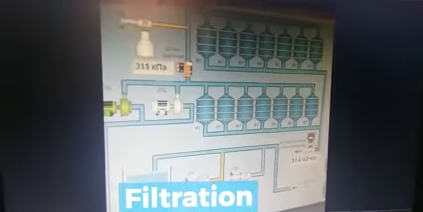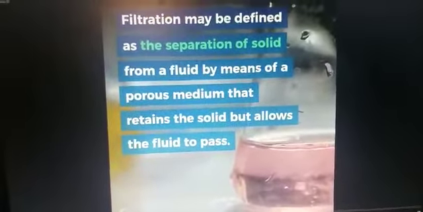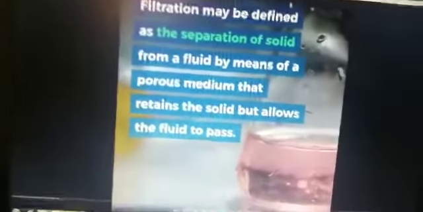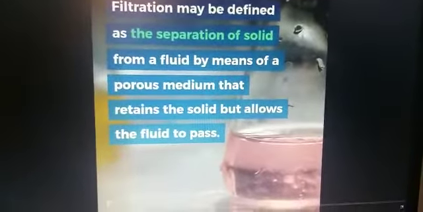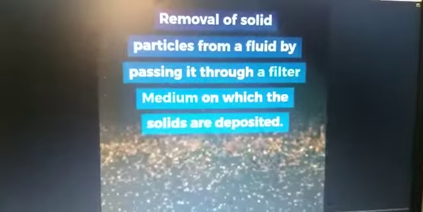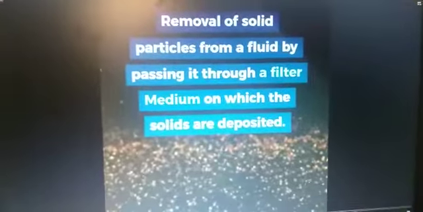So filtration is a very important operation in chemical industry. Filtration may be defined as the separation of solids from the fluid by means of a porous medium or porous material that retains solids on the porous media and only allows the fluid to pass through it. So the porous medium generally retains the solids and only allows the liquid to pass through it. So from the slurry the solids are separated, that is mentioned here.